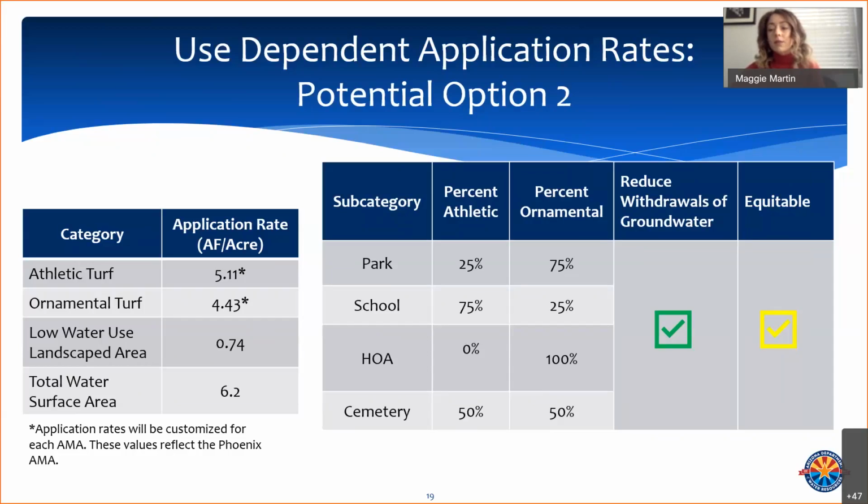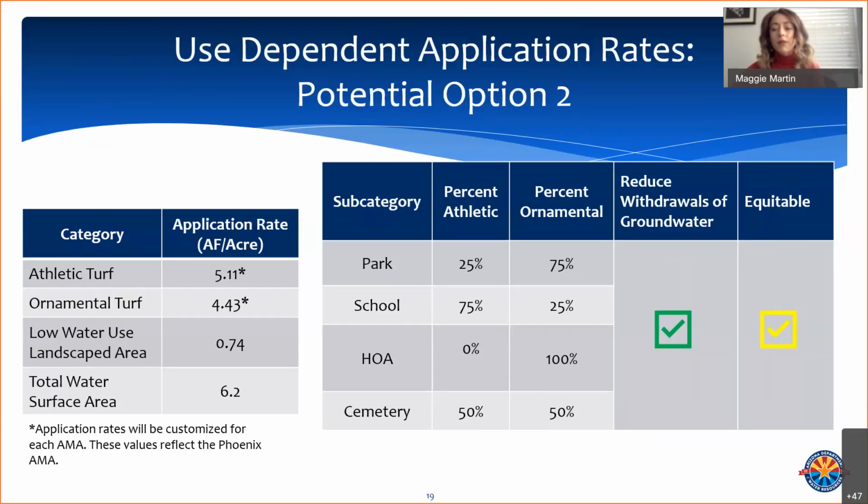And though we do not have data on the precise breakdowns of each facility, we do feel that these might be reasonable. Parks and HOAs have a lot of areas that are not used for athletic purposes, while the majority of school turf can be considered athletic. But again, we are looking for your feedback on what is reasonable and what would be an accurate breakdown.